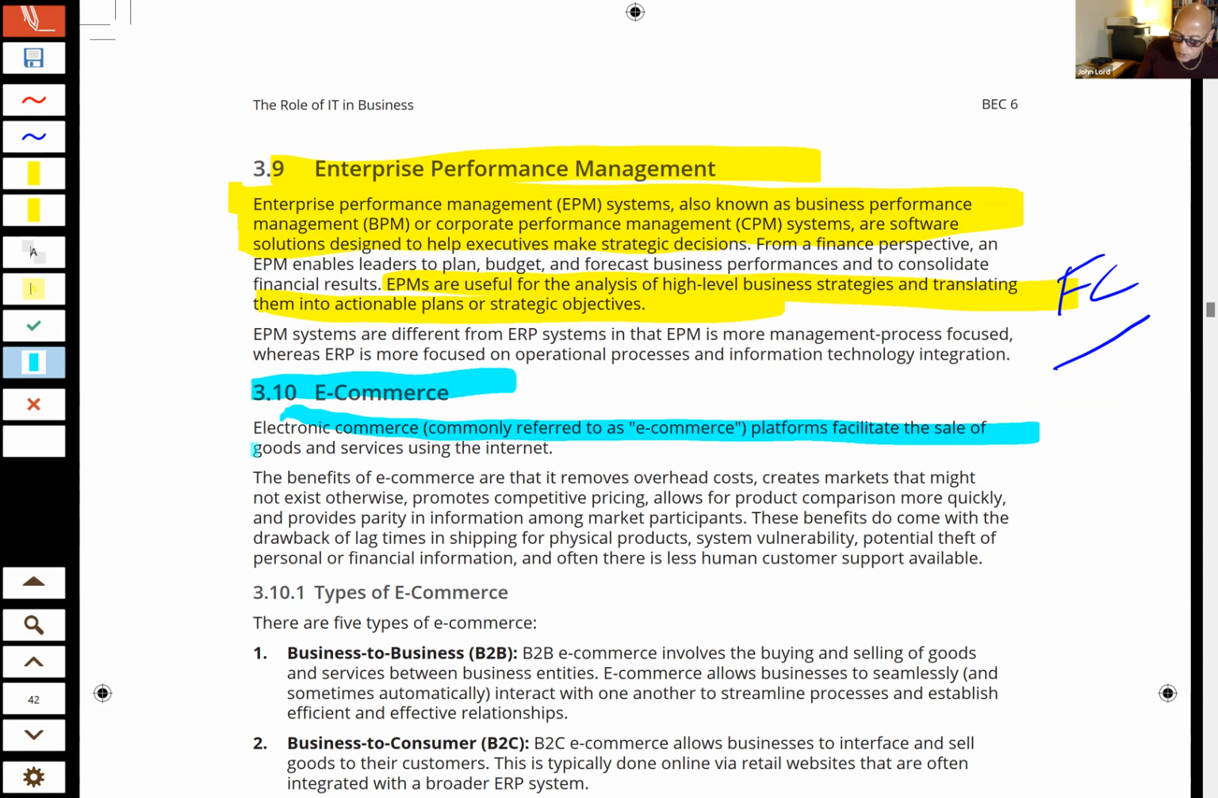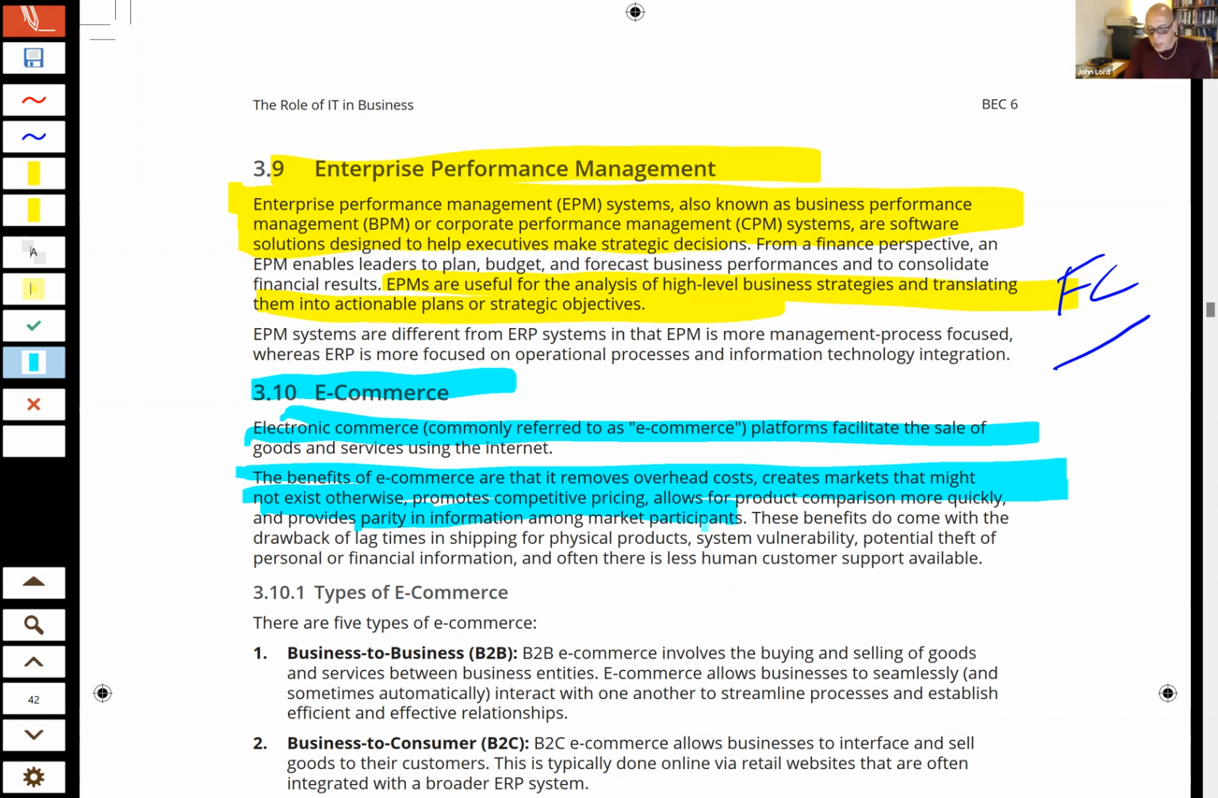Okay. E-commerce, I think we're all familiar with this. The benefit of e-commerce is that it removes overhead costs and creates markets that might not otherwise exist, promotes competitive pricing, allows for product comparison more quickly, and provides parity in information amongst market participants. I'm sure you've used some e-commerce at some point in time where you're able to have access to things that in the past you probably wouldn't. Foreign entities, now you can go right online and order different goods and products from these entities.